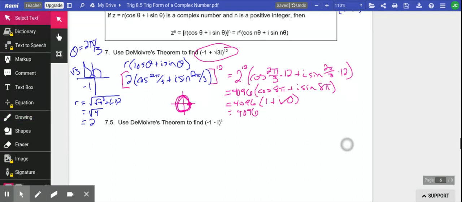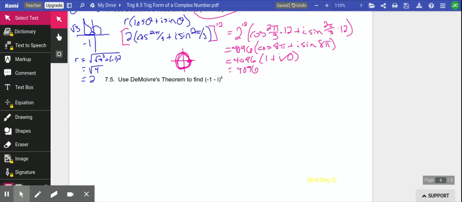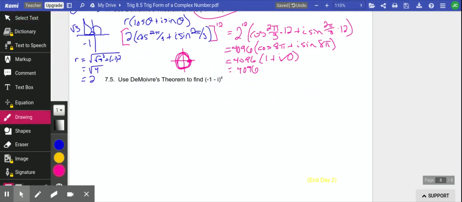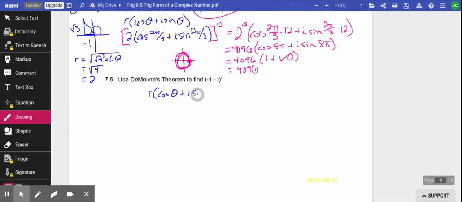All right, let's do one more example of de Moivre's theorem, DM's theorem. All right, we want to raise this thing to the 4th power. And again, we have to be in trig form to do this. So trig form is r cosine theta plus i sine theta. We need to find out what r and theta are. So I'm going to graph this. So we are -1 and down 1.